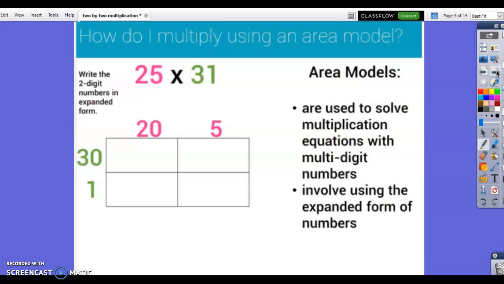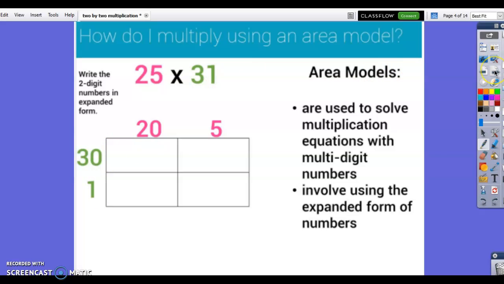How do we multiply using area models? Again, this is another step-by-step using it. Area models are used to solve multiplication equations with multi-digit numbers and involve using the expanded form of the numbers. So here we have our model, 25 times 31. It's separated out into 20 and 5 in the expanded form. And your 31 is expanded out into 30 and 1.